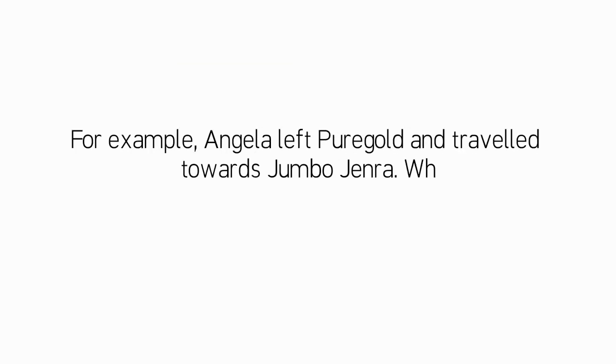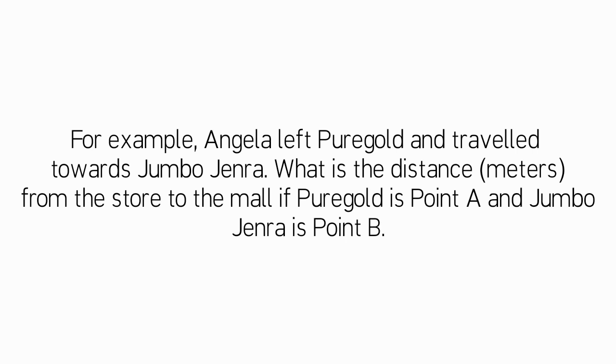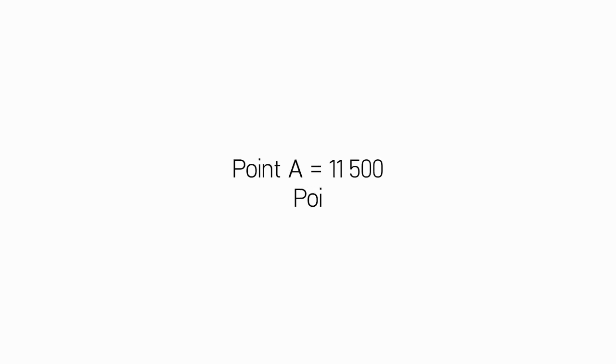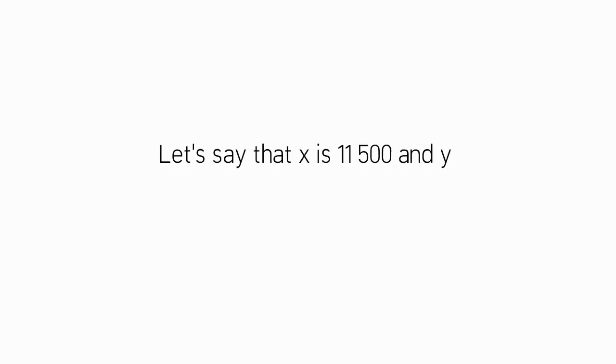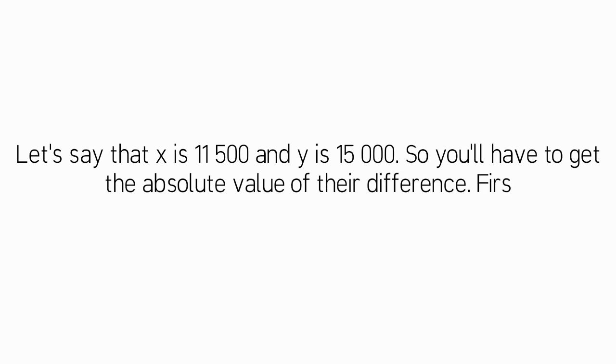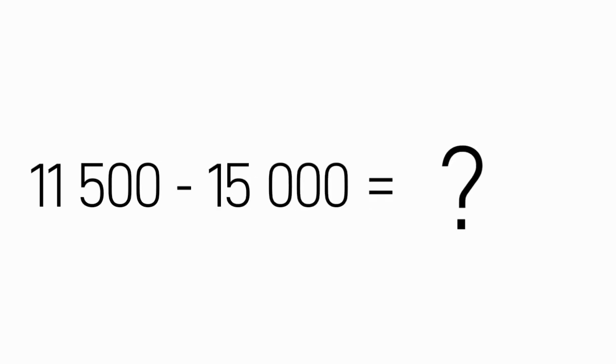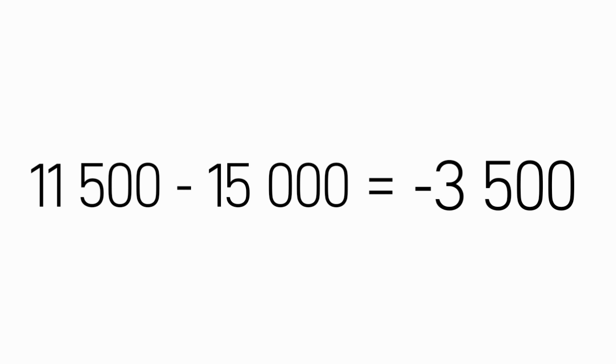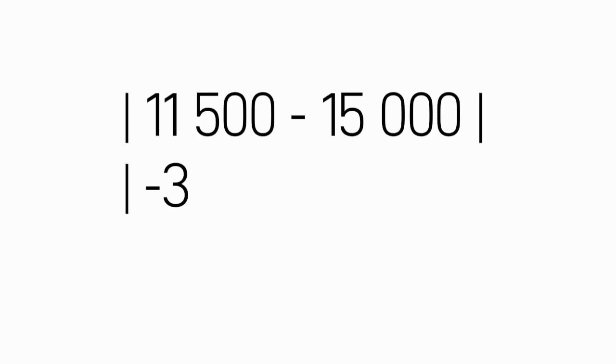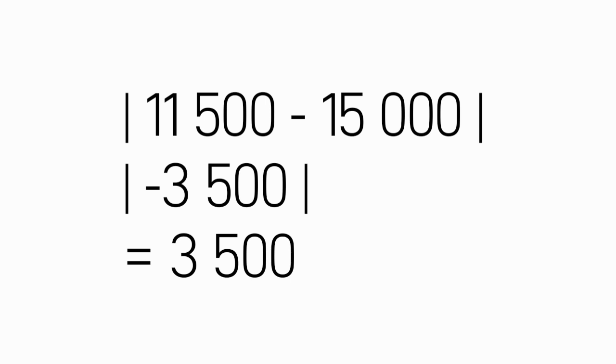For example, Angela left Pure Gold and traveled towards Jumbo Genera. What is the distance in meters from the store to the mall if Pure Gold is point A and Jumbo Genera is point B? Point A is equal to 11,500 and point B is equal to 15,000. Let's say that x is 11,500 and y is 15,000. So you'll have to get the absolute value of their difference. First, you'll have to subtract 15,000 from 11,500. What's 11,500 minus 15,000? That's right, negative 3,500. But as we said, we have to get its absolute value, which is positive 3,500.